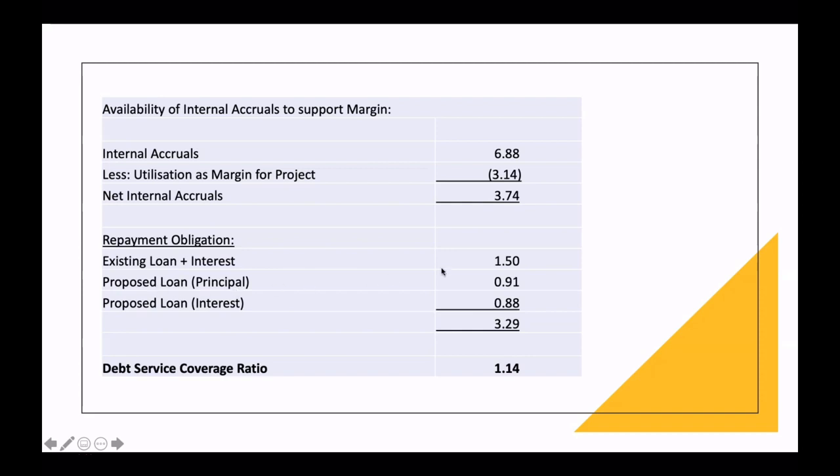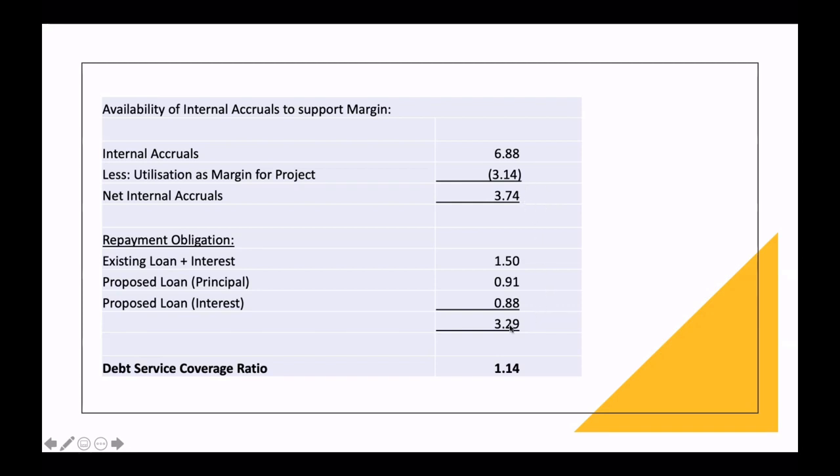Proposed loan principal is 0.91. That's nothing but the total loan amount divided by 8 years. And proposed loan interest for the first year is 0.88, and that makes 3.29 crore. So 3.74 crore is the sources available and 3.29 crore is the obligations, that is uses. Now if you calculate 3.74 divided by 3.29, you get gross DSCR.